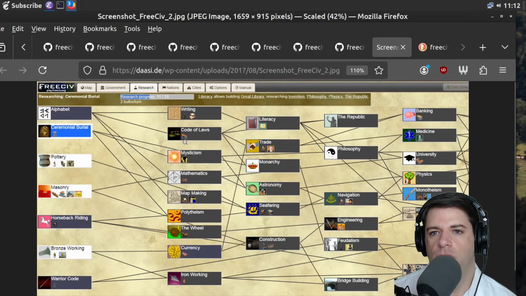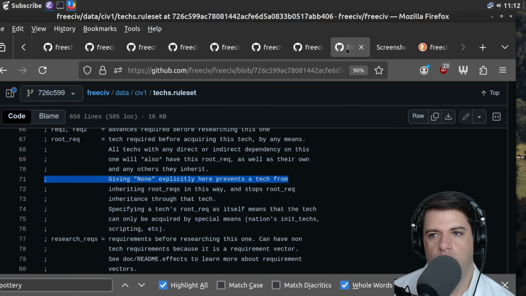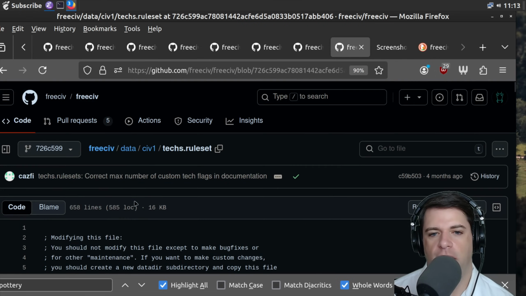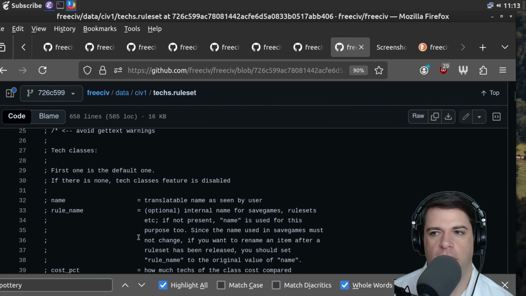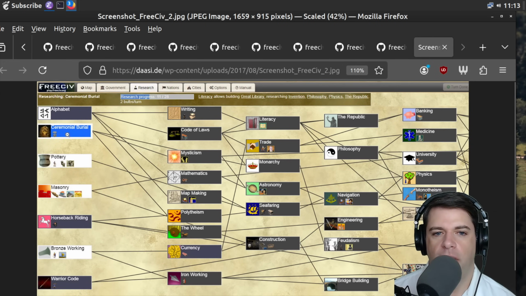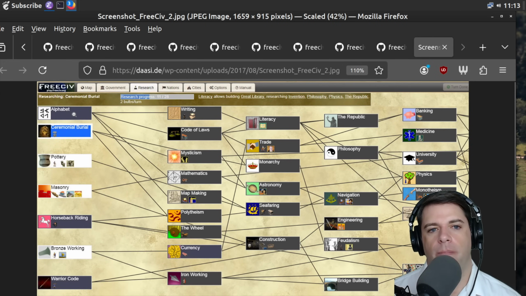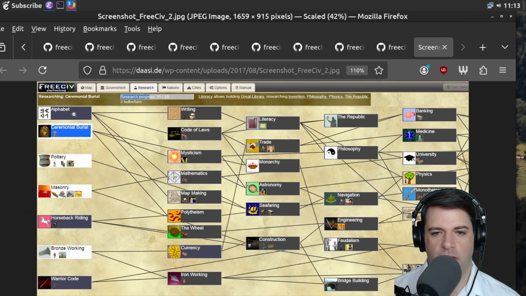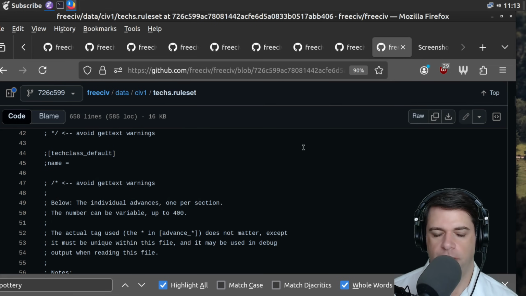Then this is the research tree. The way it works is we have this rule set. It's called tex. This is the technology stuff. And it's building out this tree by these stanzas in the rule set file that are defining the adjacency graph.